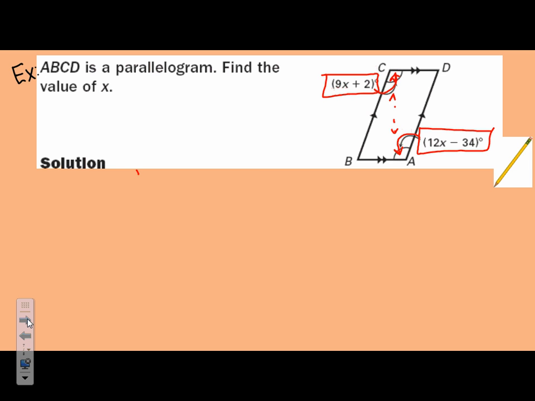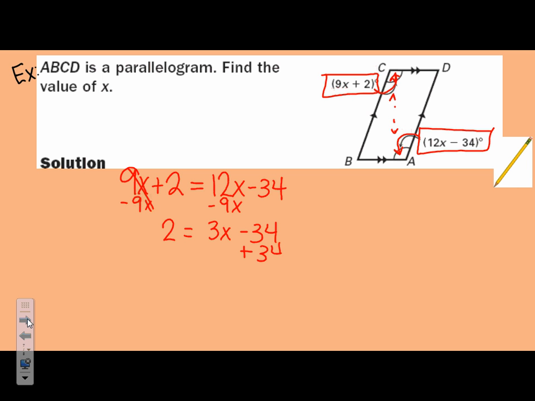So I'll go ahead and take the 9x plus 2 and set it equal to the 12x minus 34. And now I'm using algebra to solve for x. So I need to get the x's together here on one side. So I'll have 2 equals 9x, or 12x minus 9x is 3x's, minus 34 still. Then I'll add the 34 to try to isolate the x. I have 3x equals 36, and then I'll divide by 3. x is 12. So according to the way that picture is drawn and our properties of parallelograms, the x would equal 12.